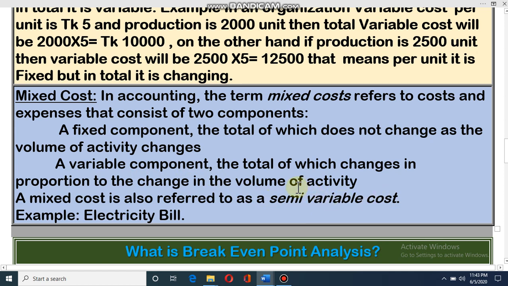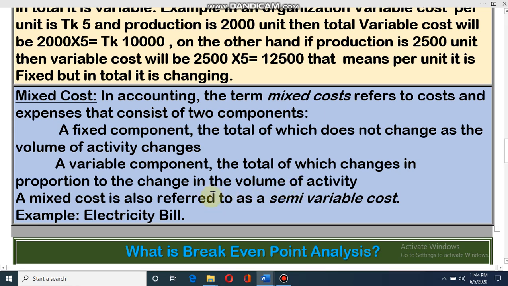Semi-variable cost, like for example, I can say your electricity bill. Dear student, if you see the electricity bill of your house, there is some line rent, a fixed amount. It may be like 100, and the rest of the amount, how many units you use, that is variable. If you use 1 unit, it may be like 6. If you use 2 units, it may be 6 into 2. It is 12. But the fixed one is always fixed. That's why electricity bill is an example of semi-variable, that means mixed cost.